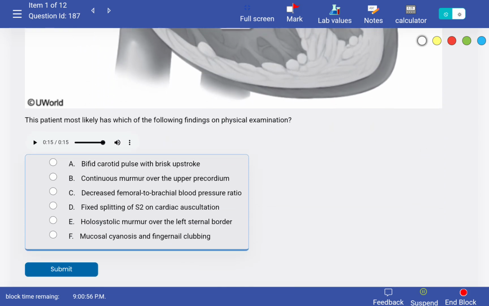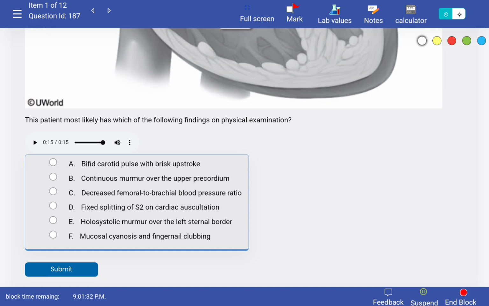So, option A, bifid carotid pulse with brisk upstroke. Option B, continuous murmur over the upper precordium. Option C, decreased femoral to brachial blood pressure ratio. Option D, fixed splitting of S2 on cardiac auscultation. Option E, holosystolic murmur over the left sternal border. Option F, mucosal cyanosis and fingernail clubbing. So pause it and give the answer.